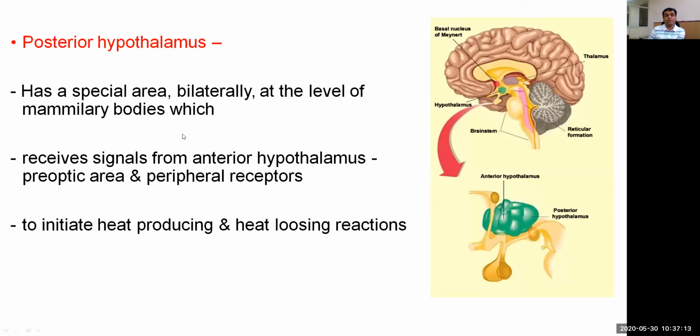The posterior hypothalamus has a special area bilaterally, which is located at the level of the mammillary bodies. And this area receives afferent signals from the anterior hypothalamus, the preoptic area, as well as from the peripheral receptors. And when it receives the signals from the preoptic area and peripheral receptors, it initiates the mechanism of heat production or heat loss, depending on the kind of signal it is receiving.